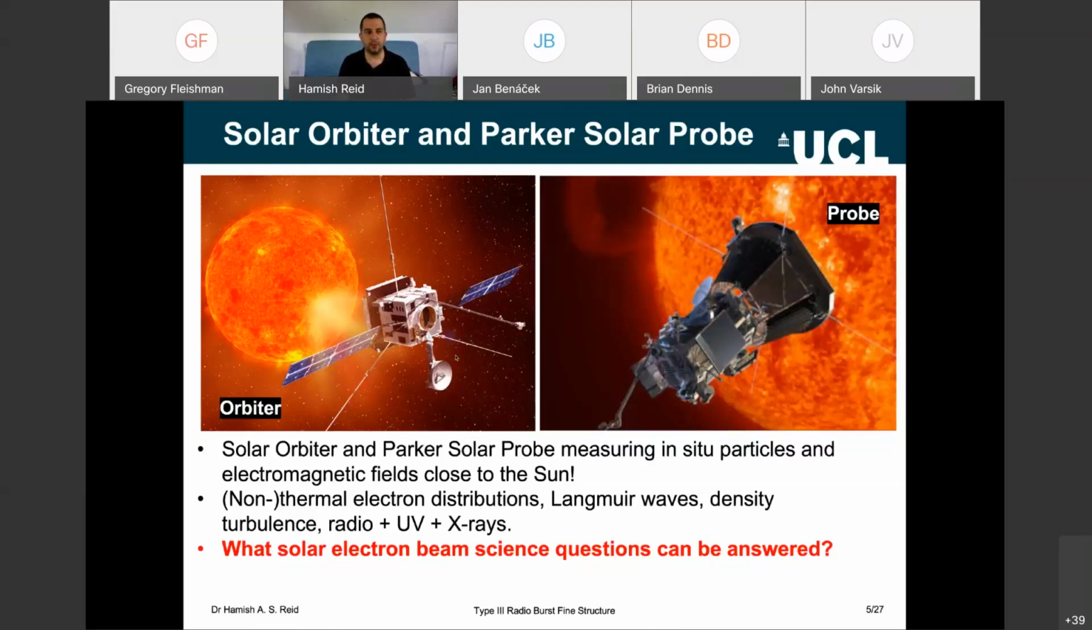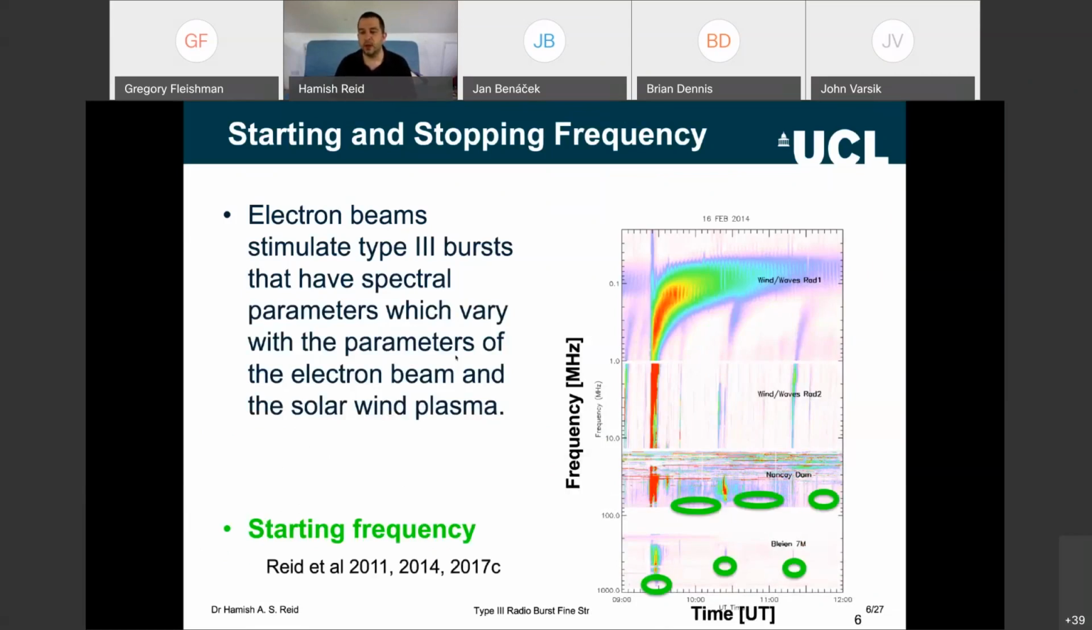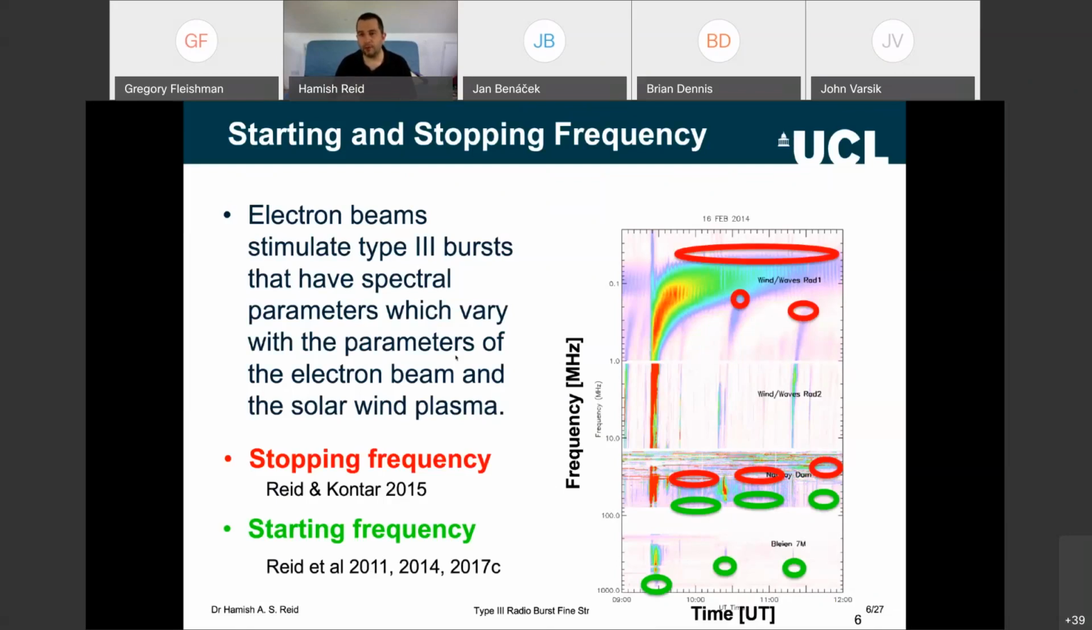on electron beam transport. So type 3 bursts don't just start at the frequency at the acceleration region, or rather, we don't think they do all of the time. But what exactly governs when an electron beam starts to produce type 3 radio emission has been the subject of a number of studies. What I mean by the starting frequency, highlighted in green there, is the frequency at which the radio emission actually starts. And similarly, we have the stopping frequency, which is the frequency at which the radio emission actually stops. Why does it stop?